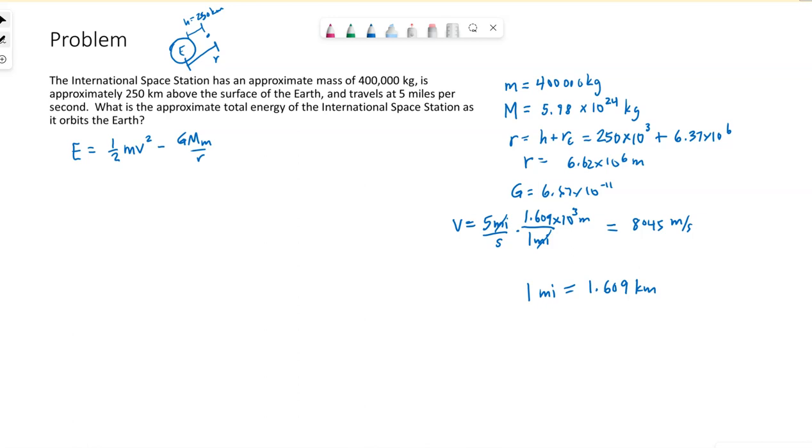Okay, we're just looking for how much the approximate energy of the space station is. So we're not using conservation of energy because we're not relating two different moments in time. We're not relating an initial and final. We're just saying, okay, hey, this energy is kinetic plus potential. So the kinetic is the 1/2 mv squared. And then the potential, the negative G M m over r.